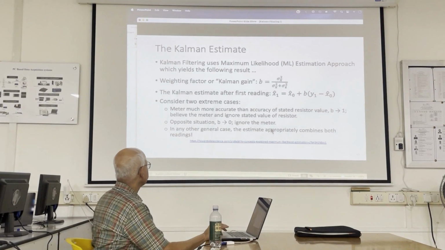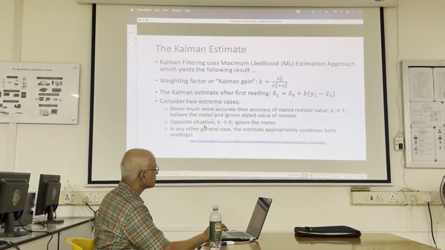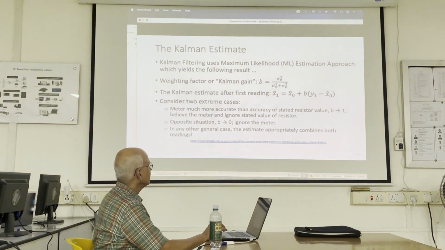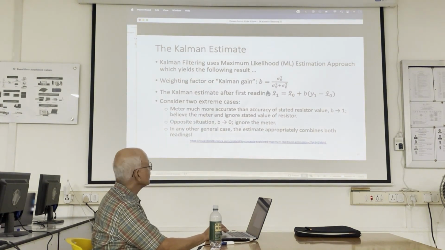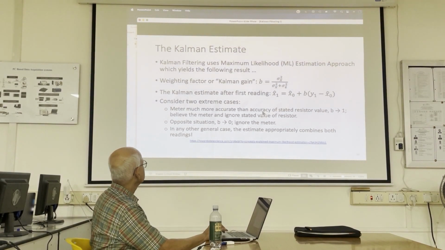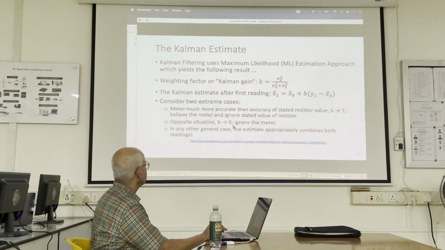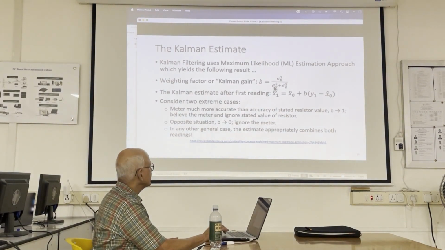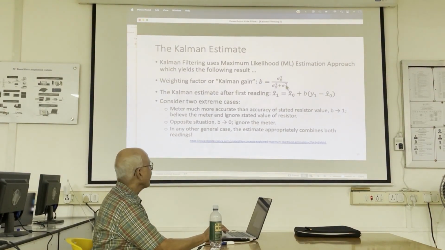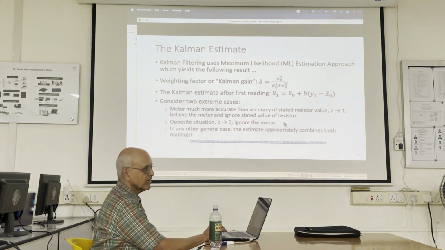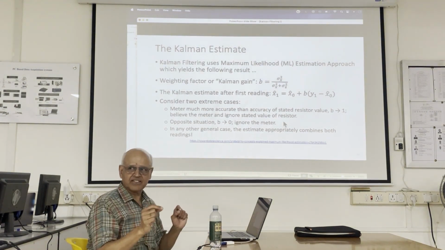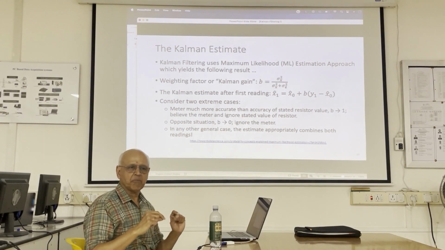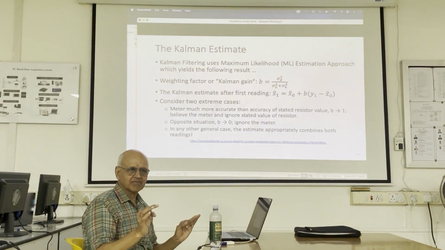On the other hand, the opposite situation. The meter is not so accurate. Then what will happen is, you will throw away this in comparison to this, right? And therefore it will tend to 0. Does that make sense? So it makes perfect sense what the extreme cases are. Most of the time it is somewhere in between.